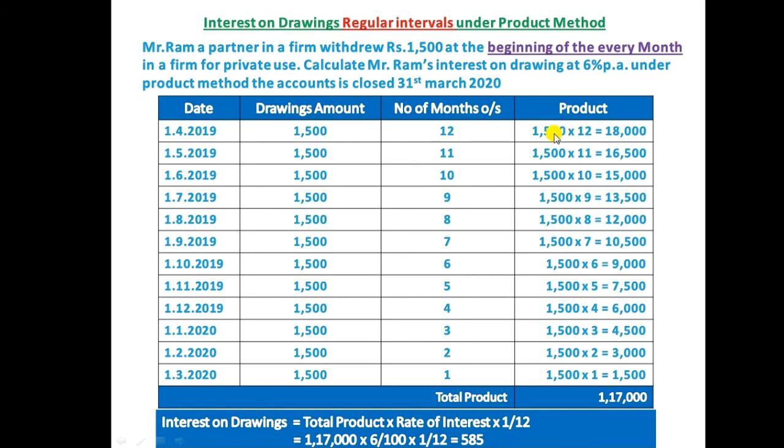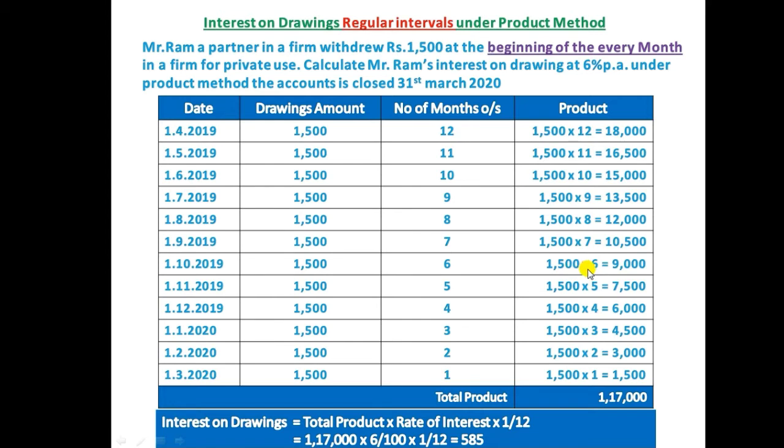So after calculating the number of months outstanding, we need to calculate the product as we did earlier. So 1,500 is the drawings amount into the number of months outstanding, 12. So 1,500 into 12, 18,000. 1,500 into 11, 16,500. 1,500 into 10 months outstanding, 15,000. 1,500 into 9 months outstanding, 13,500. 1,500 into 8 months outstanding, 12,000.